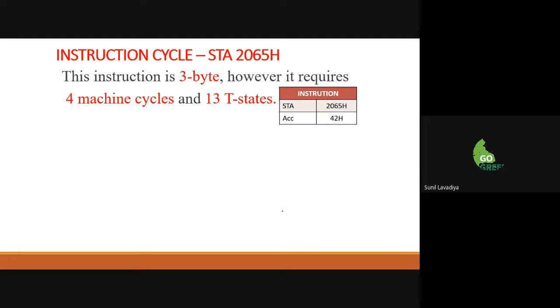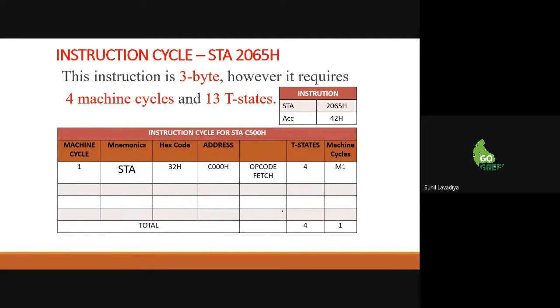Now let's apply this one. This instruction is 3 bytes, however it requires 4 machine cycles and 13 T states. How? Let's apply it. If I consider STA with code 32, which is the hex code, no need to remember it, it's available at this address. The first machine cycle is the opcode fetch part, because it understands the instruction.